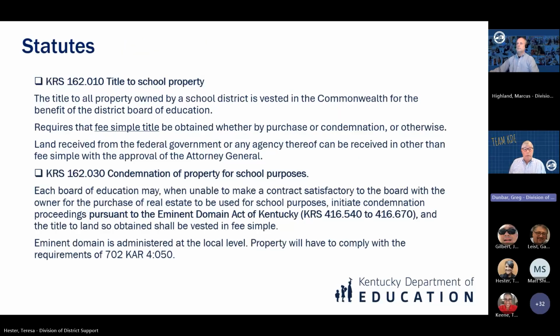Statutes relative to property. KRS 162.10010 says the title to all school property owned by a school district is vested in the Commonwealth for the benefit of the District Board of Education. That's why we collect all this information for record-keeping purposes. Statute requires that fee simple title be obtained, whether by purchase, condemnation, or otherwise.